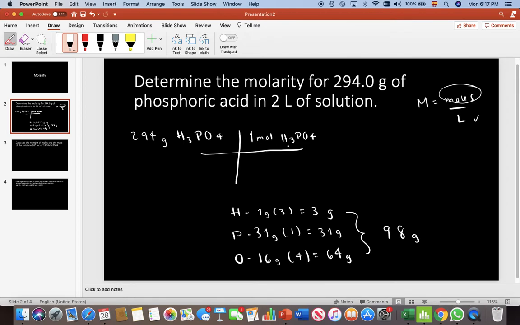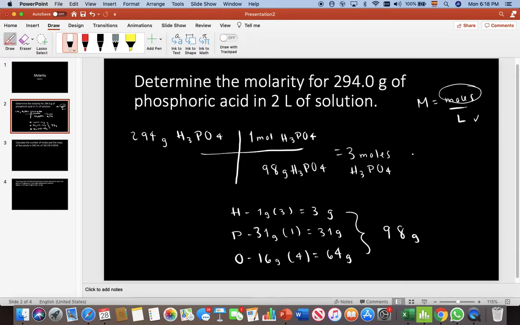So you know that per mole of phosphoric acid, you have 98 grams of phosphoric acid. Perfect. Okay. So now what we do, we would divide 294 grams of phosphoric acid over 98, which, plugged into your calculator, gives you 3. So we have 3 moles of phosphoric acid, sorry. Okay, perfect.